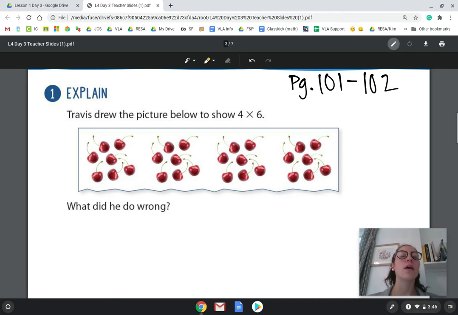So let's start. Number 1 says explain. Travis drew the picture below to show 4 times 6. What did he do wrong? I want you to take a moment to look at these groups of cherries. What did Travis do wrong?